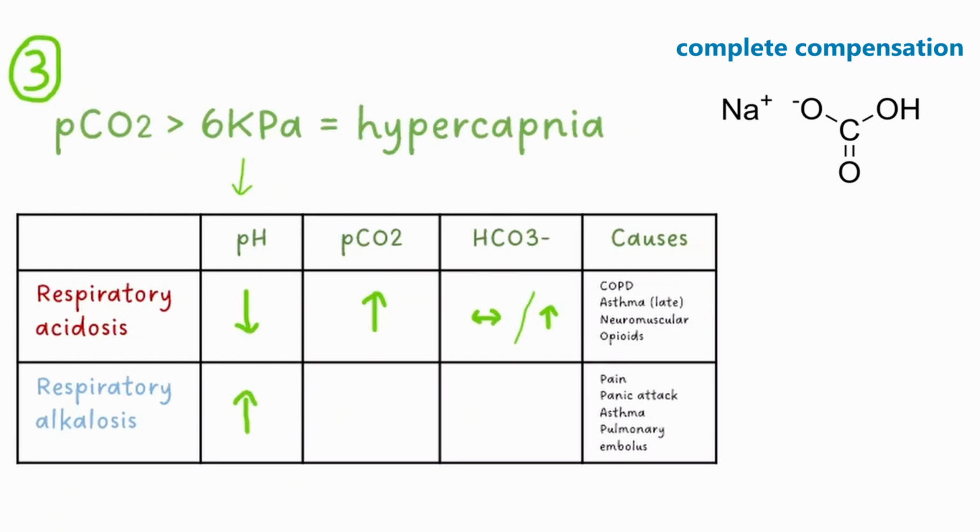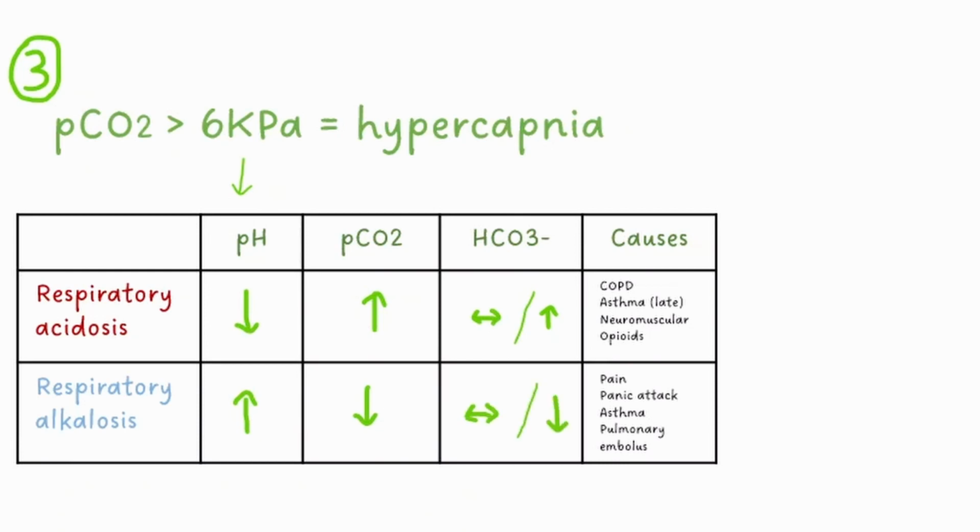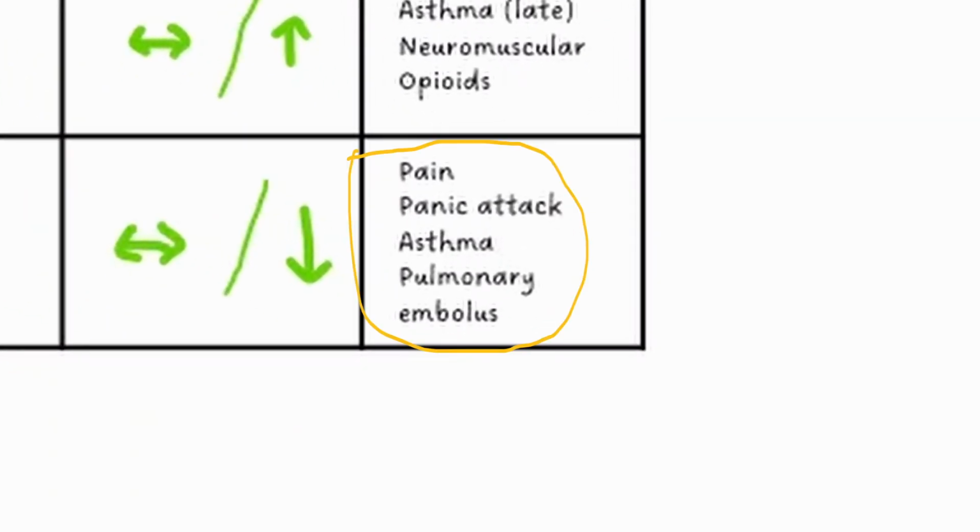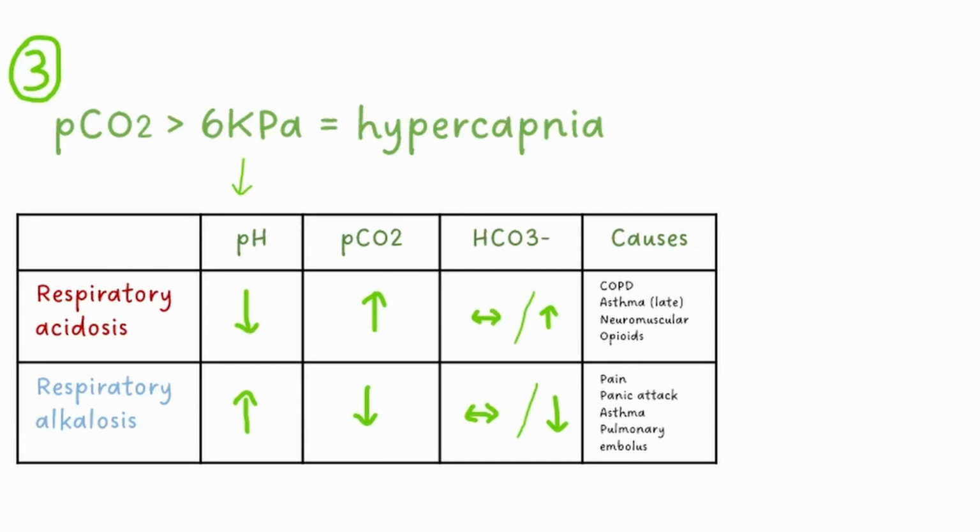Respiratory alkalosis occurs when an individual hyperventilates. This results in the lungs removing excessive carbon dioxide from the blood, which increases the pH. There are numerous reasons why an individual may hyperventilate. For example, if they're in pain, having a panic attack, during an asthma exacerbation, or if they have a pulmonary embolus. In this condition, bicarbonate will either be normal or low as a compensatory mechanism.